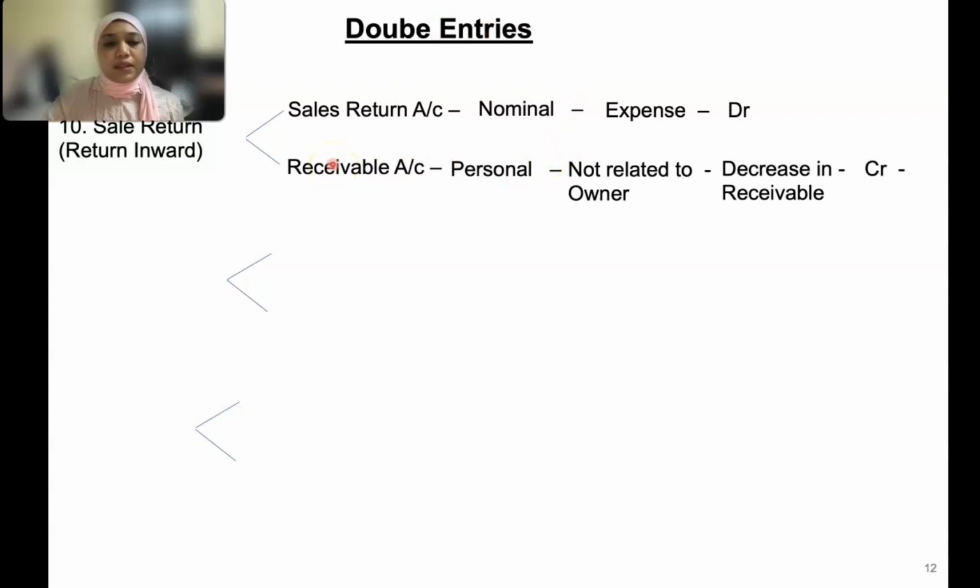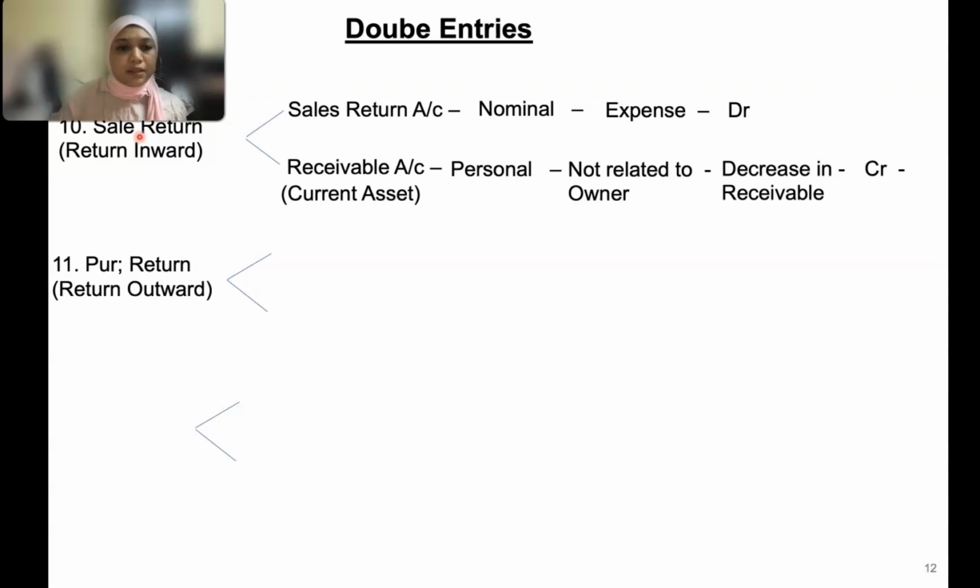The other example is purchase return. We also call it return outward. Sale return is the customer returning goods back to us, right? Purchase return is us returning goods back to our supplier. We buy something, and if there is some error or some defect, we return that to our supplier. Sale return is the opposite of sale, so purchase return is the opposite of purchase.